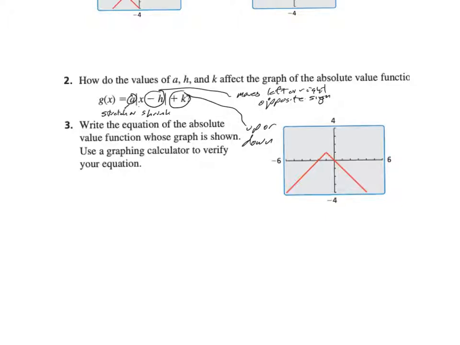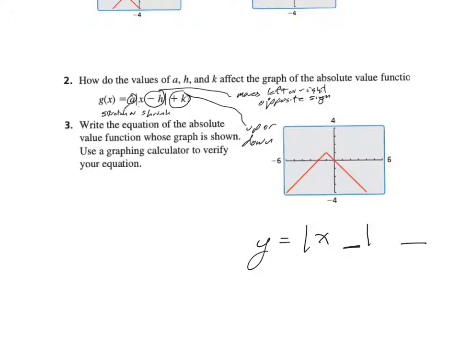So if you look at that graph, does it look like it's been stretched? No. If it's like a 90-degree angle, it's not going to be stretched. But let's see if we can figure out what these values are going to be. So y equals absolute value of x, and then we have plus or minus something, right? So we need these two numbers here.